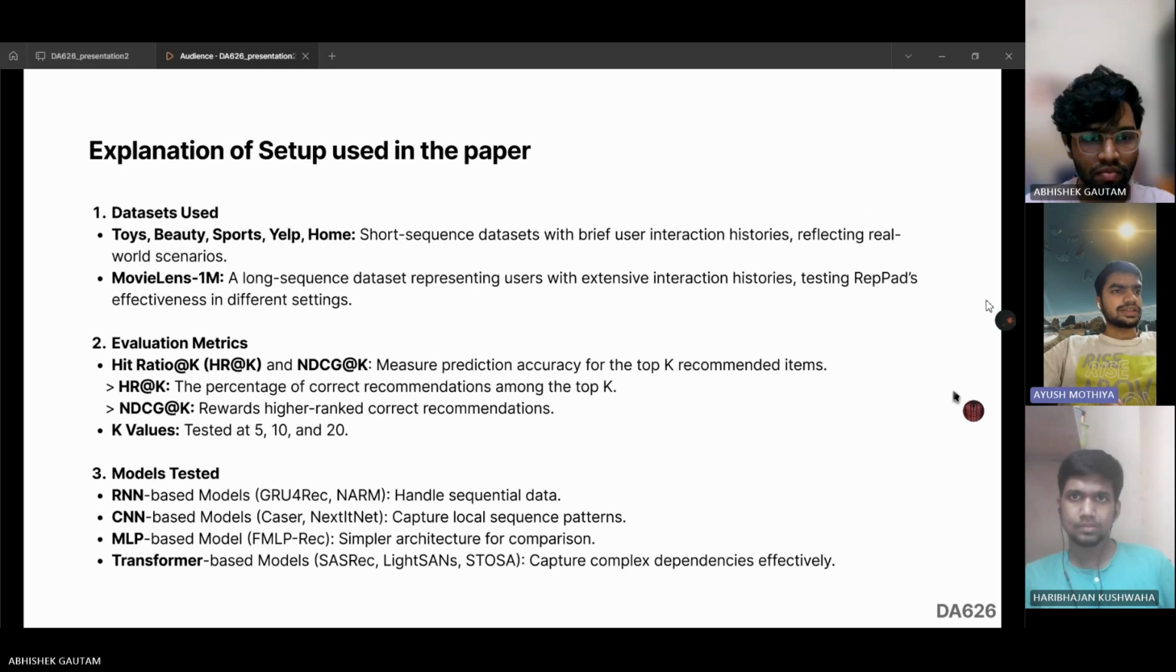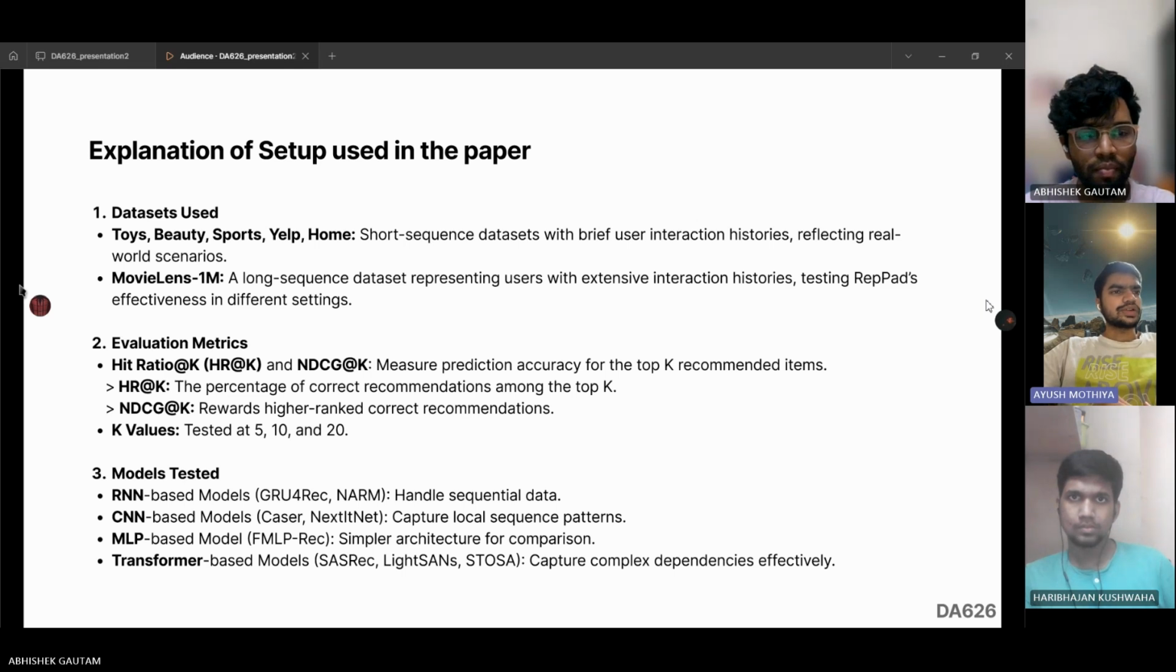So, what's the setup for the experimentation? Looking at the experiment part, first of all, the data used. Several data sets were used to evaluate RepPad's performance across different user interaction histories and real-world scenarios. Toys, beauty, sports, Yelp, home. These data sets represent short sequence interactions where users have relatively brief interaction history. These are more reflective of real-world scenarios where most users have limited interaction data.